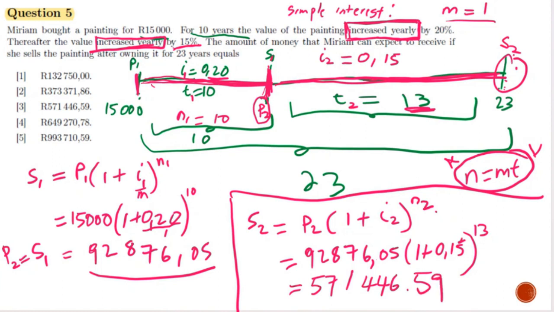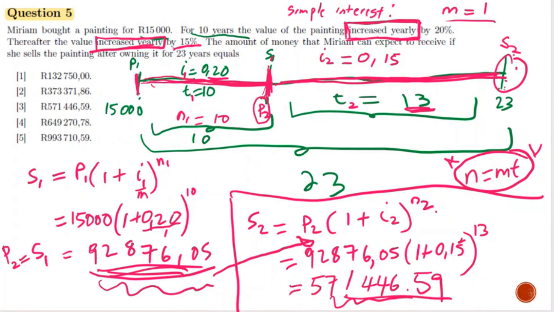571,446.59. Okay. I will point out the common error that you can easily get into. The common error that people would make would be to take this amount, N1, and add it to this one and say that is the accumulated amount for the investment of the painting. Okay, so that is a common error that you need to be careful about. Remember, you've already included this amount. This amount has already been taken into consideration here. So if you add it again, you are getting into a circular argument, which can easily give you an error.